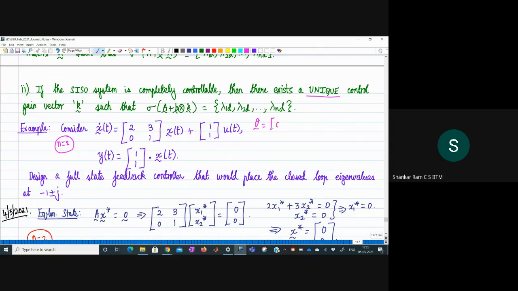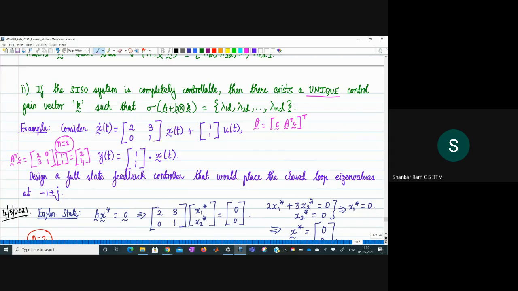The observability matrix is C and A transpose C, where we go only till n minus 1 and then take the transpose. The transpose of a matrix interchanges rows and columns. To calculate the product A transpose C, first we transpose A, and the vector C is 1 and 1. The matrix vector product gives 2 and 2.